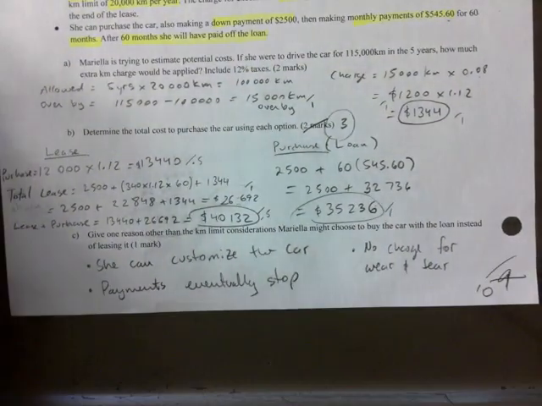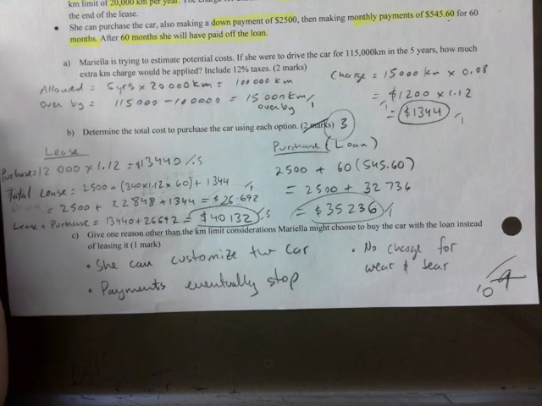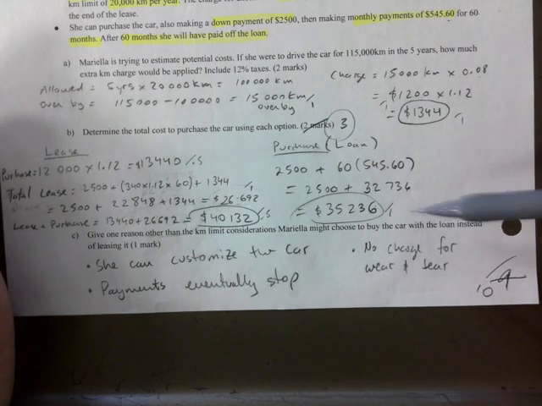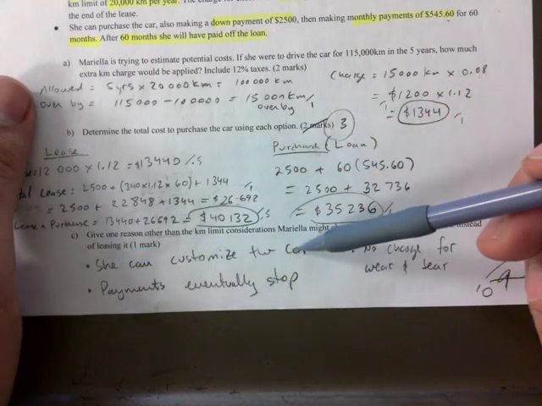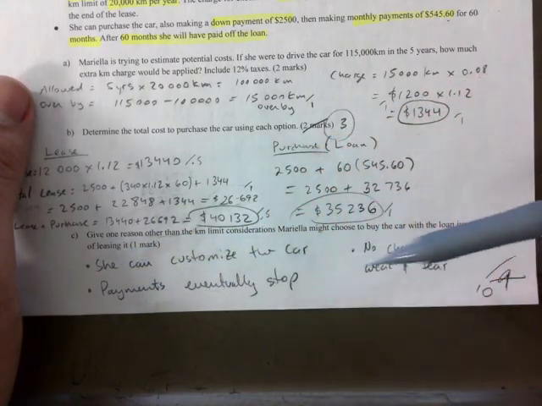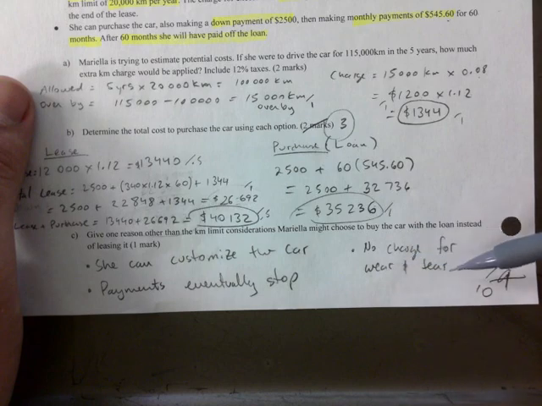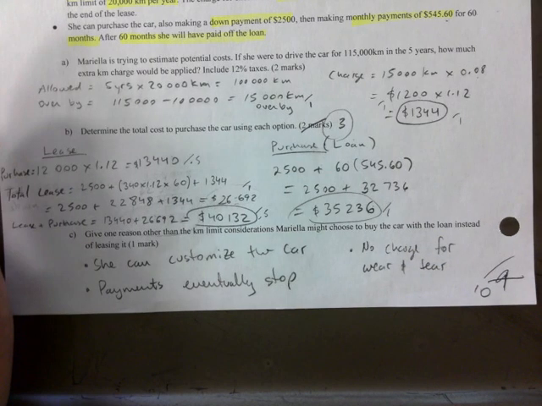Next, give reasons other than the kilometer limit consideration why Mariella might want to buy a car. So you can say she can customize it, payments will eventually stop, no charge for wear and tear, and so on.